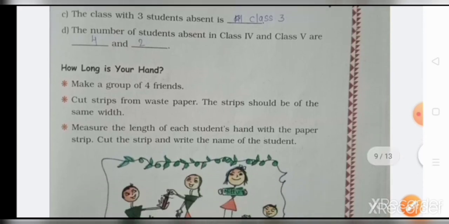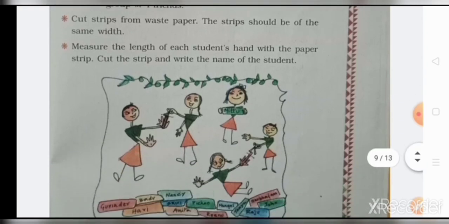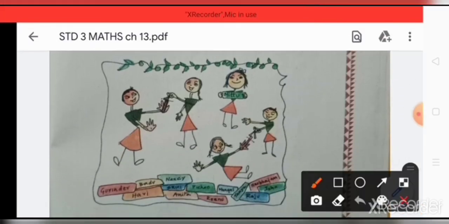How long is your hand? Make a group of 4 friends. Cut strips from waste paper. The strips should be of the same width. Measure the length of each student's hand with the paper strip. Cut the strip and write the name of the student. This is an example of a strip. Here Mittu is written. And you also make this one.